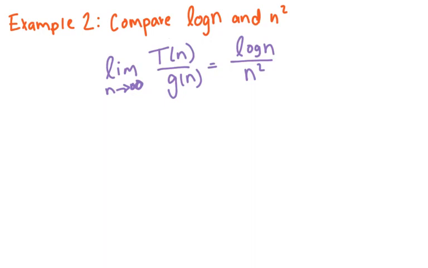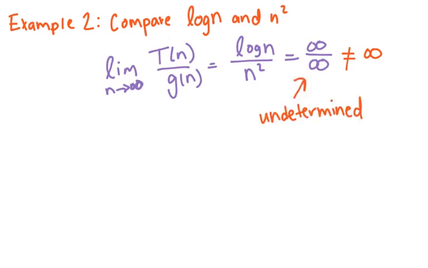Okay, let's do a more complicated one. This one is a little bit more complicated because it doesn't work at first. Here you can't simplify any, so you go ahead and plug in infinity. Infinity divided by infinity is not infinity. It's undefined, or undetermined.